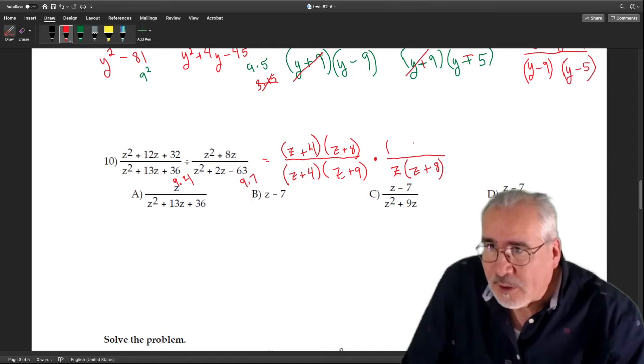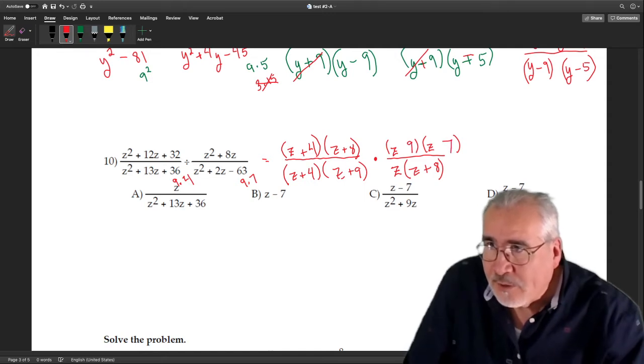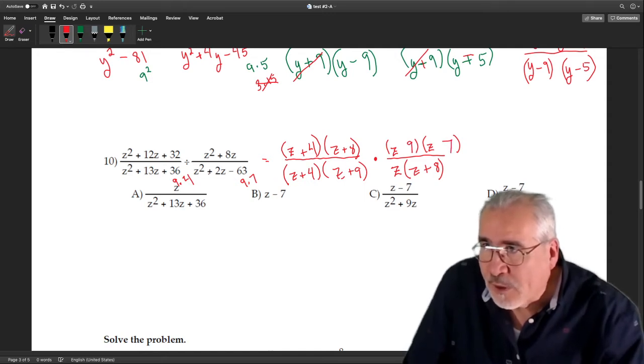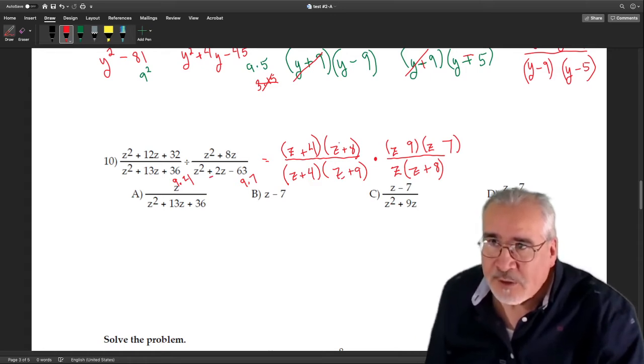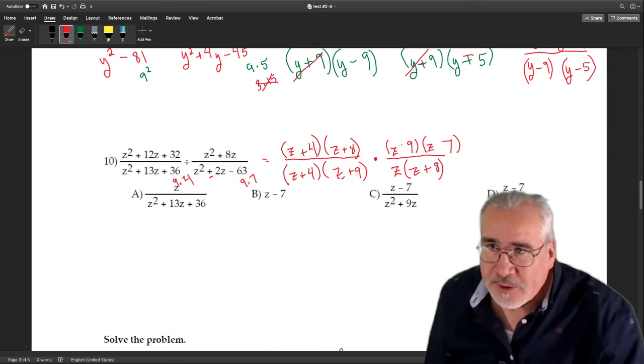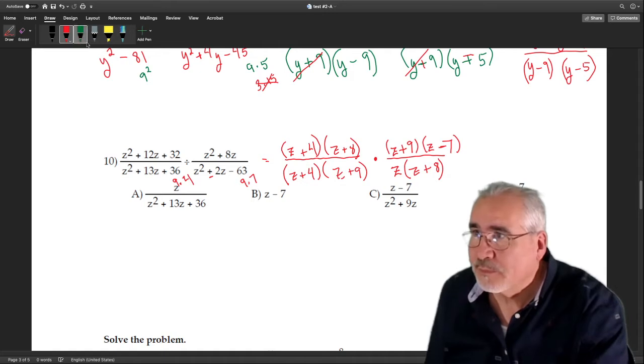So let's go with this. 9 and 7 are the numbers. Put 9 here, 7 there. Since it's a subtraction, a negative, one's positive, one's negative. Since the 2 is positive, that means the larger one is positive. So that means we have a plus 9 here and a minus 7 there.